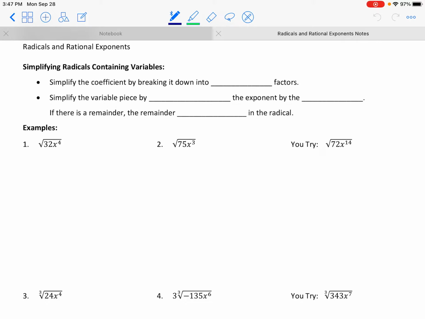The rational exponents are the new piece to this topic, but I wanted to show you what happens if we have variables underneath the radical as well as whole numbers. So we know how to simplify, like a radical 32, but what if it's a radical 32x to the fourth? Luckily the process is really the same. Let me just refresh for you.